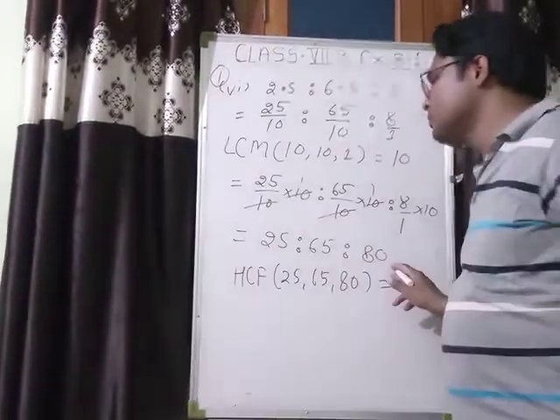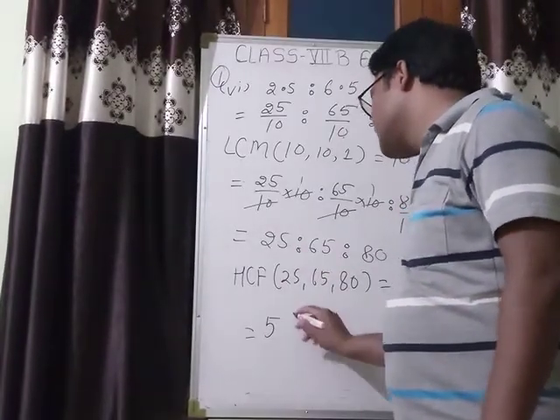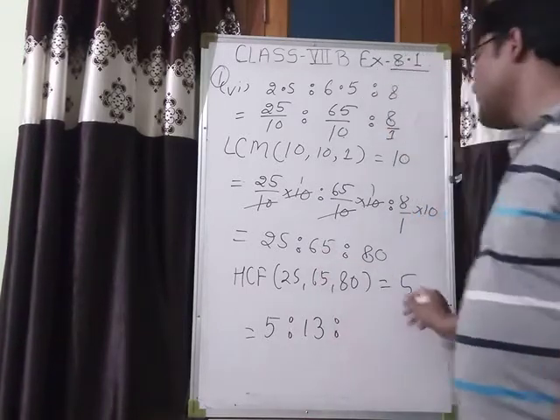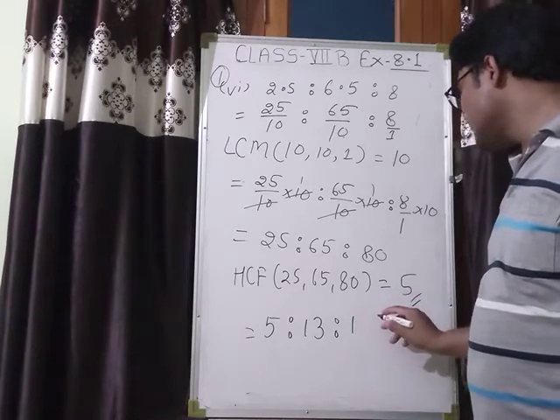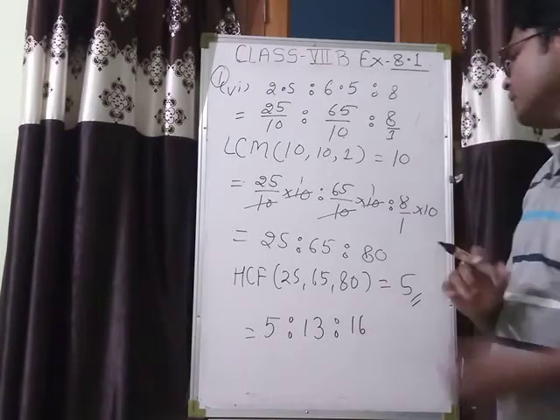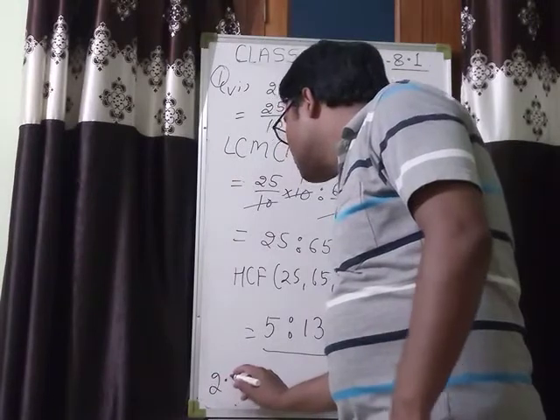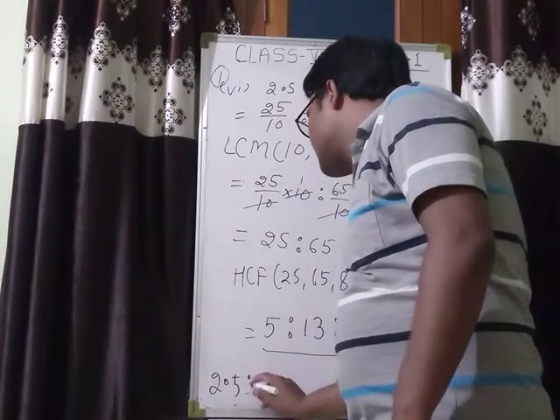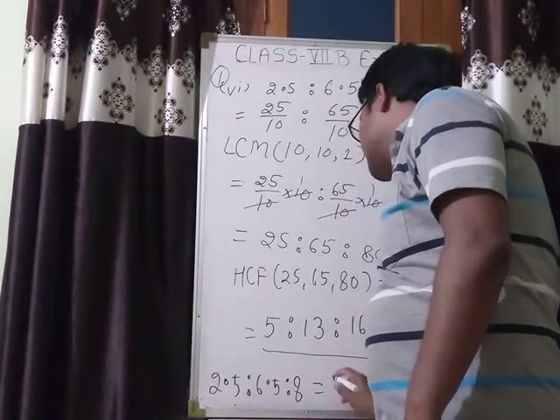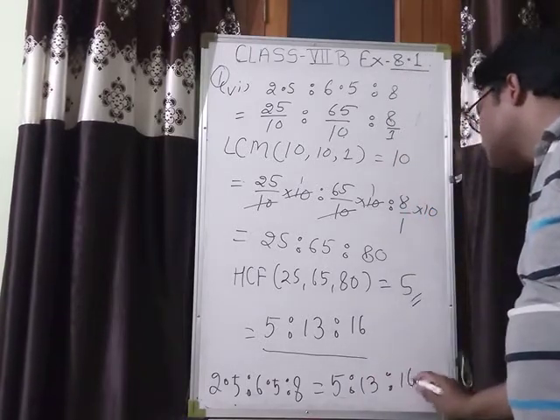So each term will be divided by 5. 25 divided by 5 is 5, 65 divided by 5 is 13, and 80 divided by 5 is 16. Okay, so the simplest form of 2.5 is to 6.5 is to 8 is 5:13:16.